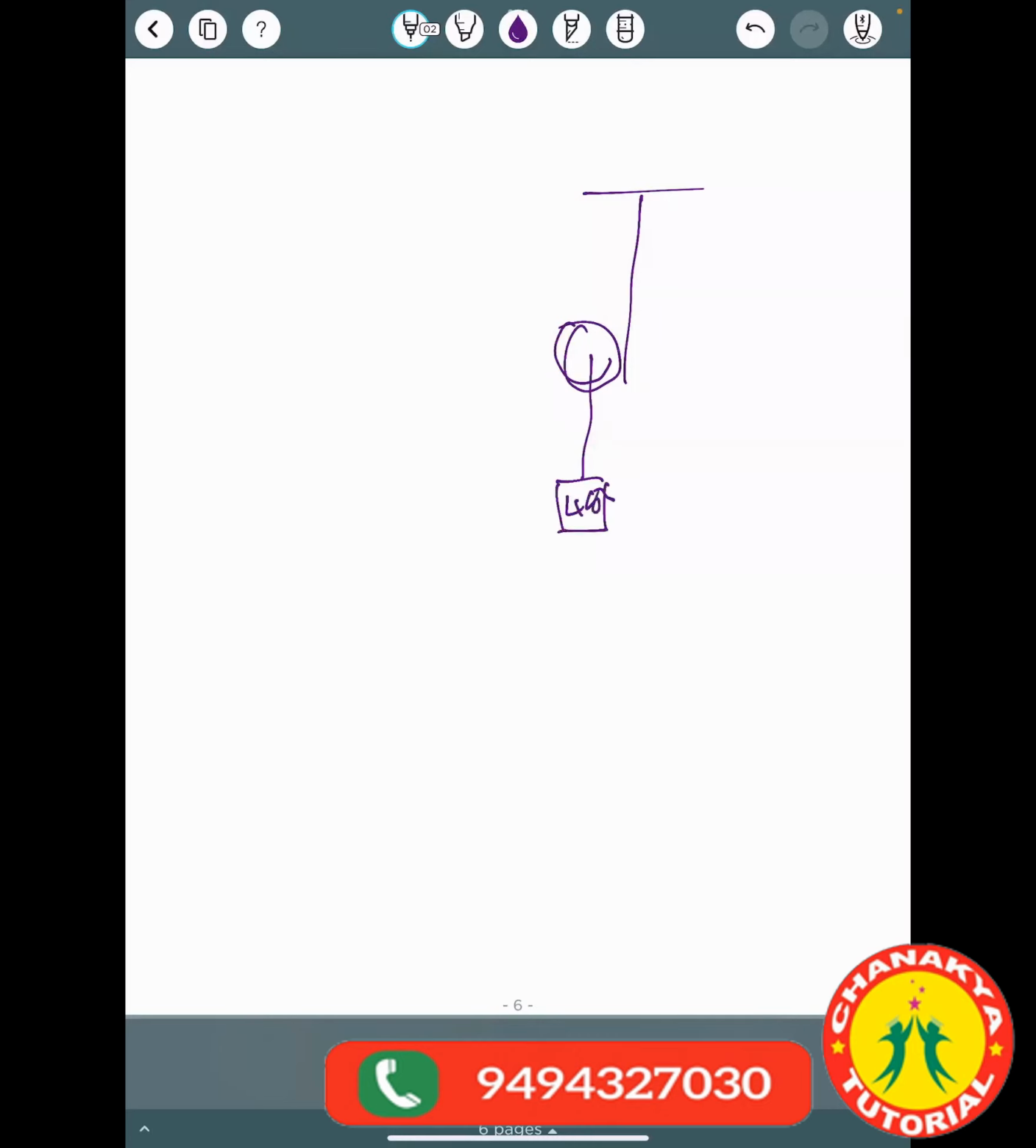4 kg. Then we have an inclined plane here with a pulley like this, and we have some 2 kg, whatever it is. This angle is 30 degrees, correct? And always remember, the whole string will have tension T, right? T, correct? So what will be the tension in this?